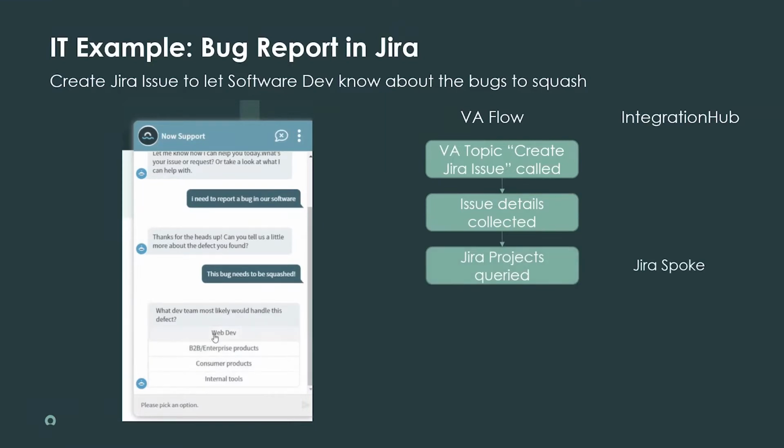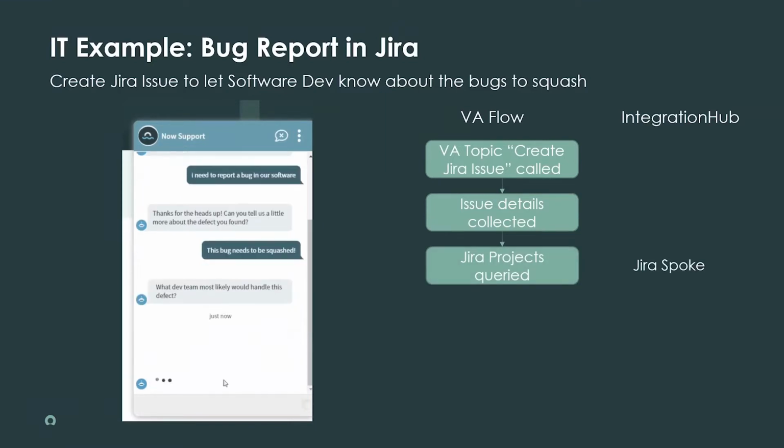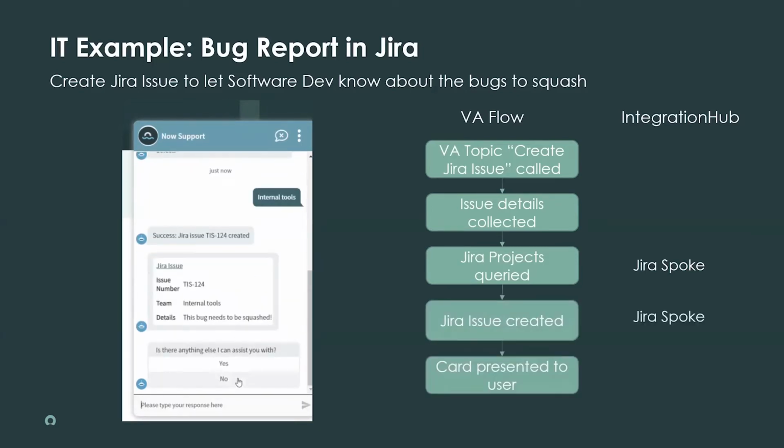Now we're going to query out to Jira and say, okay, what are the active Jira projects? These represent our teams in this case. Okay, it looks like it's going to internal tools. And there we go. We've created a Jira issue, sent it to the right team with some details on it. Very quickly, that user was able to get that work where it needs to go.